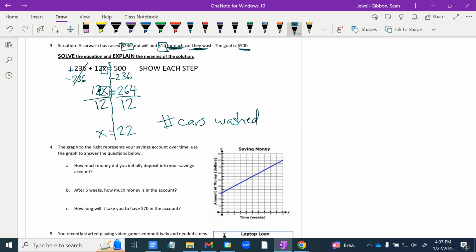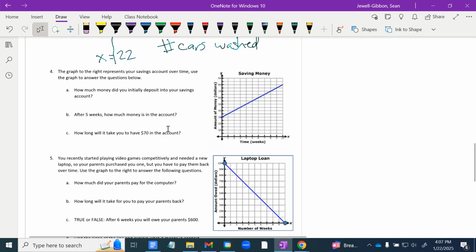All right, moving on down to number 4 here. Getting close to the finish line. The graph to the right represents your savings account over time. Use the graph to answer the questions below. All right, first one, how much money did you initially deposit in your savings account?